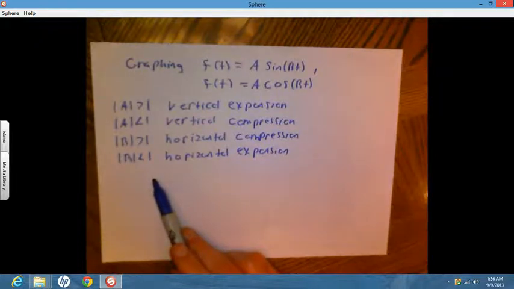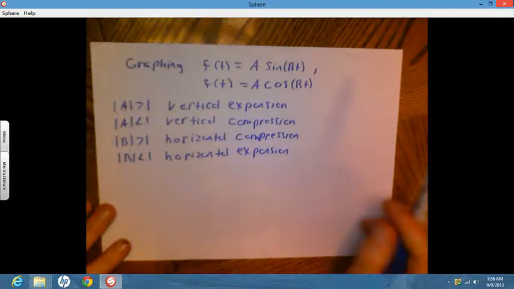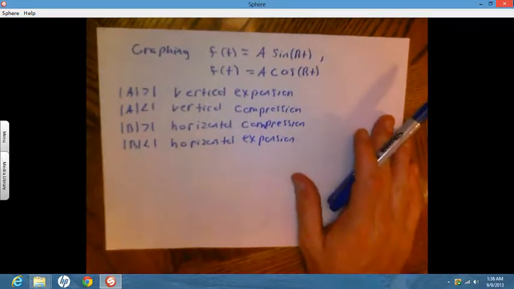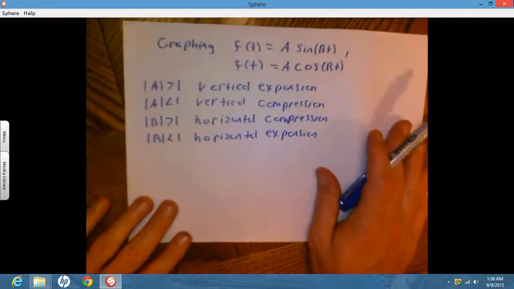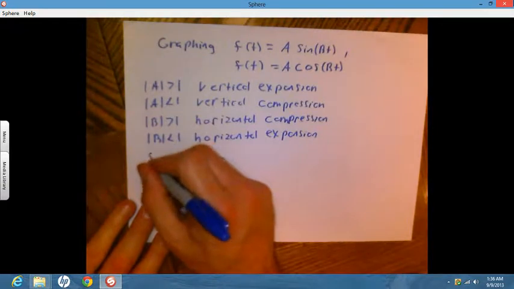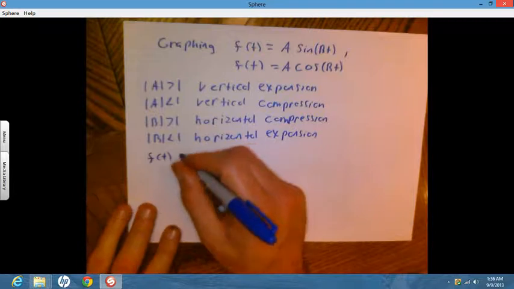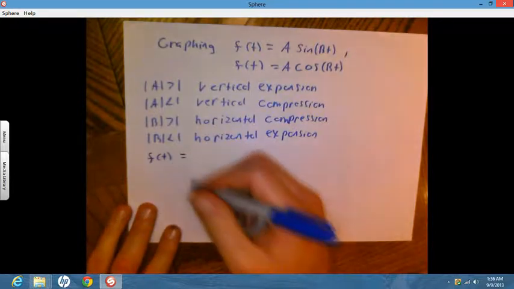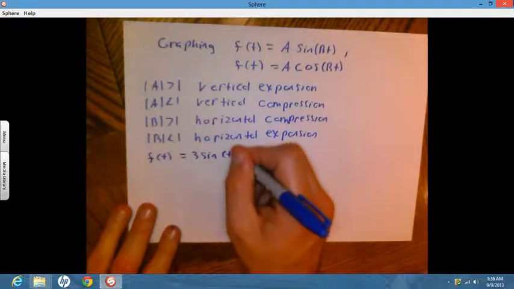All right. So let's look at an example of how we can do this. We're going to graph the function f of t is equal to 3 sine of t. In this case, a is equal to 3 and b is equal to 1. If a or b are 1, you don't have to worry about them.